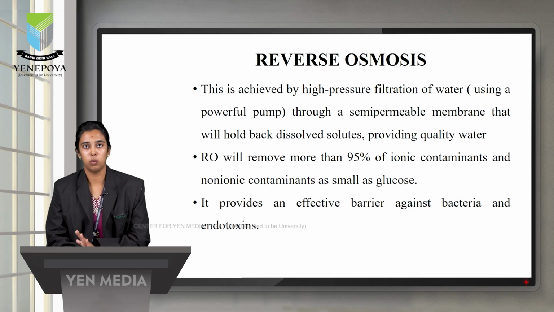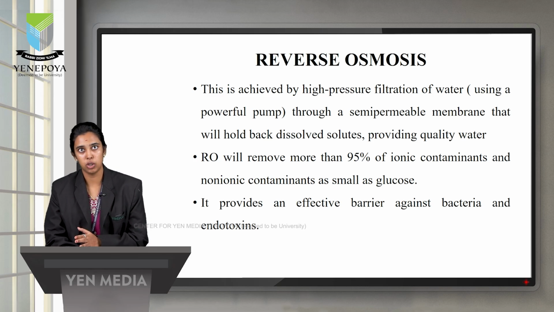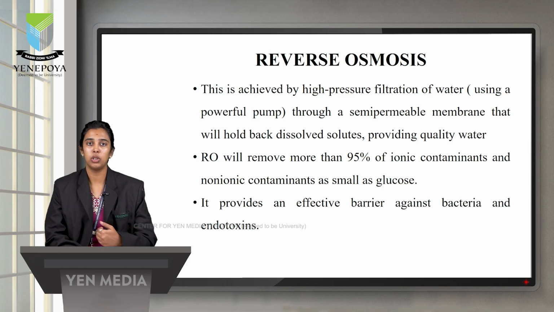Next, we have the RO system, that is the reverse osmosis system. This is achieved by high pressure. We are forcing high pressure water to pass through the membrane so that all the bacteria and endotoxins stay out. They will not enter the pores. So that is why we are passing water at high pressure. The RO will remove 95% of ionic contaminants and non-ionic contaminants as well as glucose.